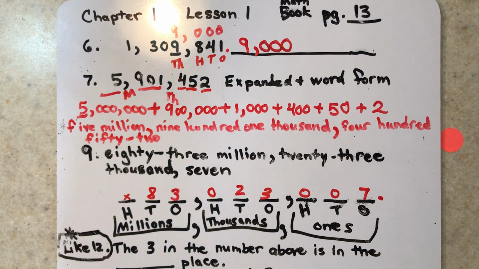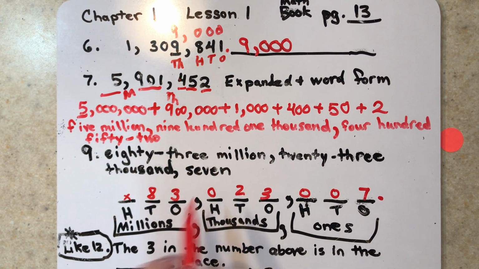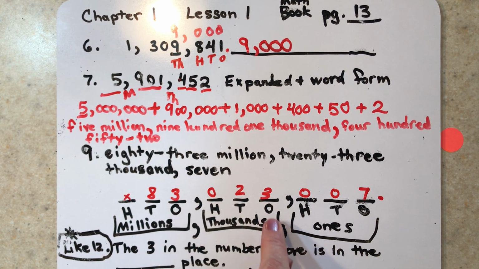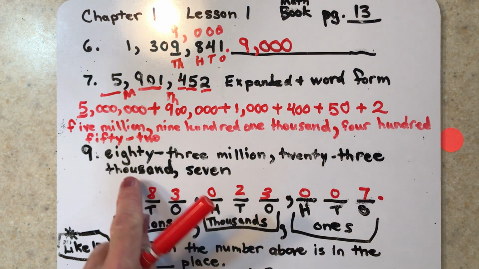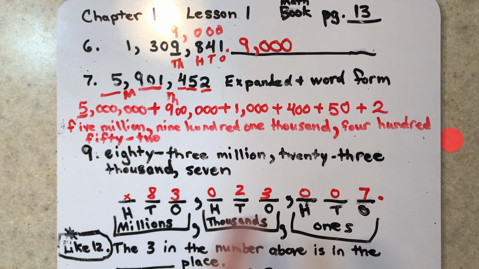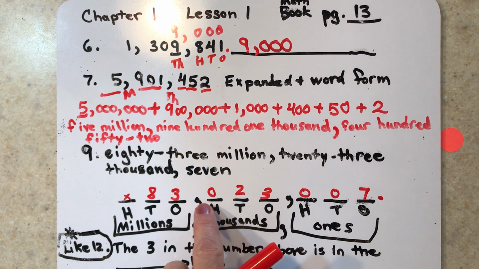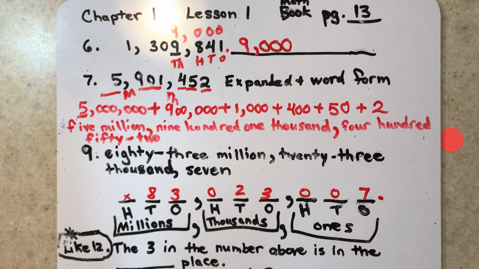Okay, let's see. Does it say 83,023,007? Let's check. 83 million, that's that comma, 23, say it like a normal number, 1,000 for that comma, 23,000, got that? 7. Looks good to me. So hopefully you realize if you can say it, you fill in the blanks, and any missing place values, you annex 0.